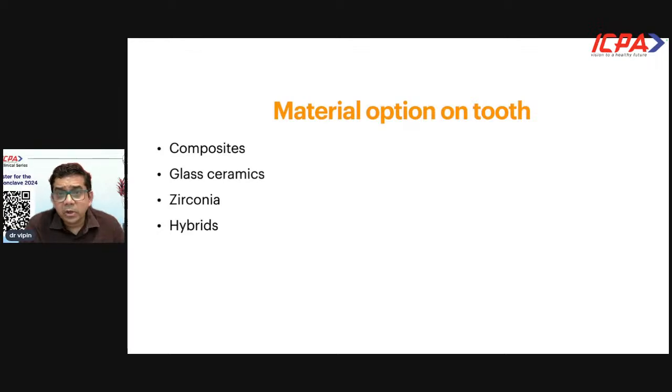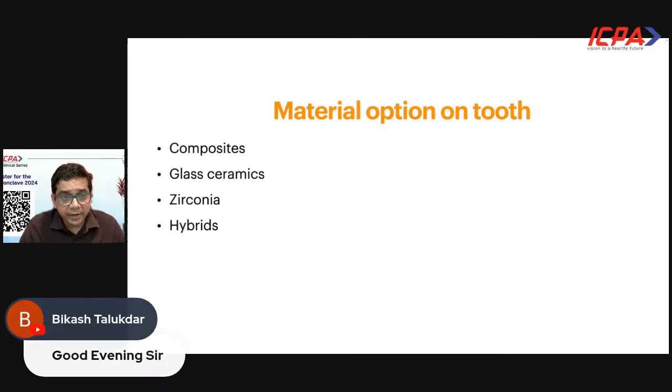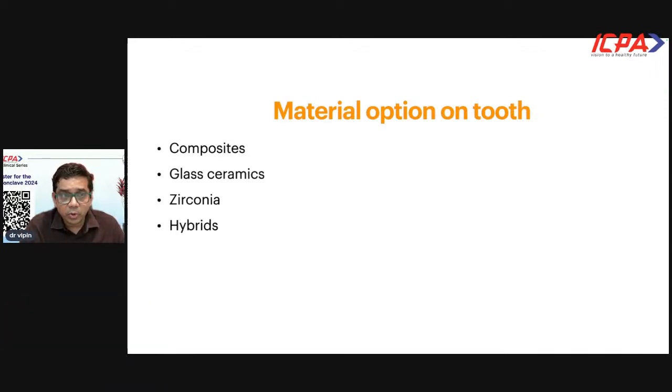So what are the material options on the tooth? We use composites. Now, after this slide, everything I'm going to talk about will be digital materials. I'm not going to talk about casted metal or pressed metal. Everything is milled in a 5-axis milling machine. And then we get the results. The accuracy, the fit, everything is achievable only because of the digitalization of our dental world. So the material options are composites, glass ceramics, zirconia, and hybrids.